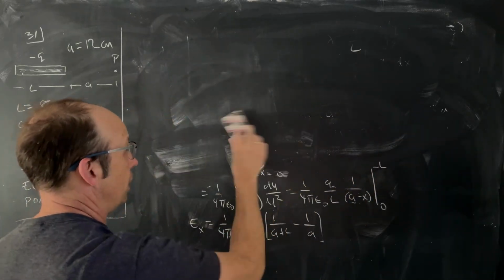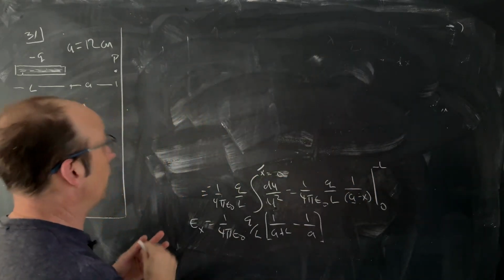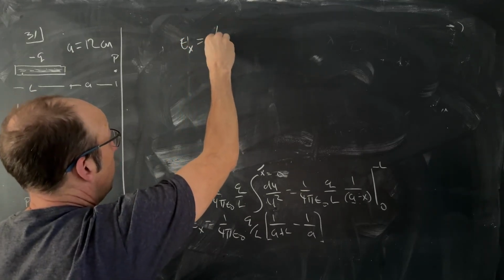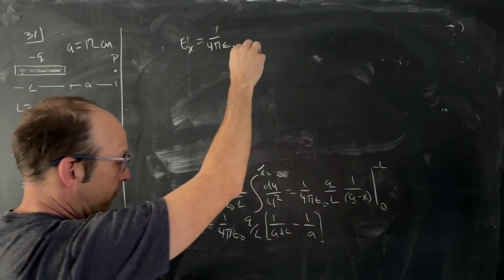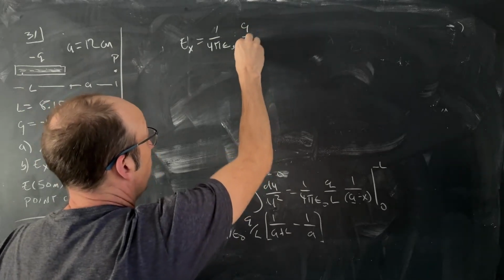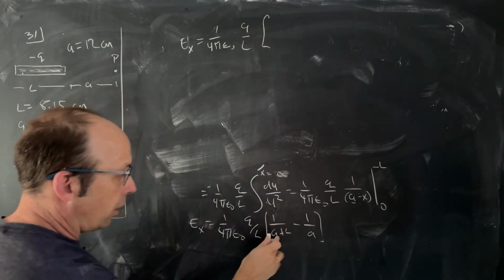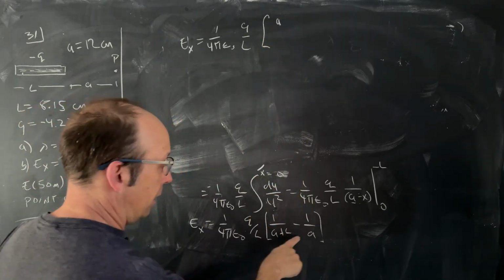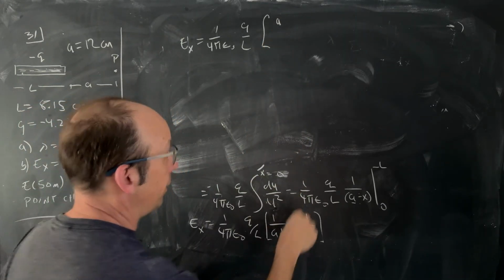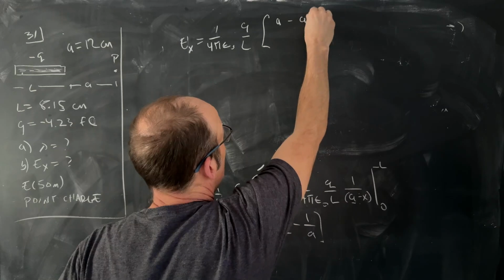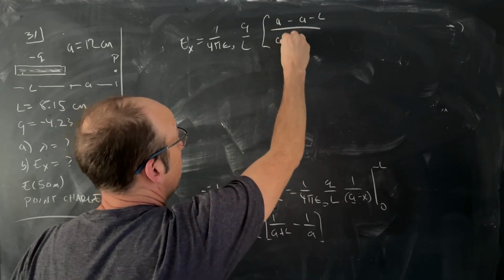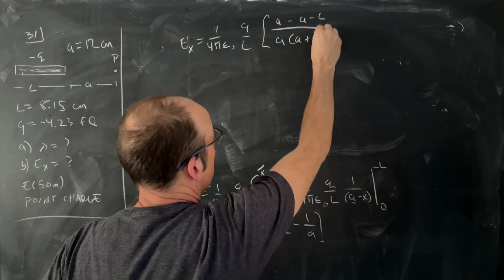reduce that so we can check it. So let's get a common denominator here. EX is 1 over 4 pi epsilon naught Q over L. So right here, I'm going to multiply top and bottom by A. So I get A. And that's what I'm going to multiply by A plus L. So I get negative A minus L. All of that over A times A plus L.